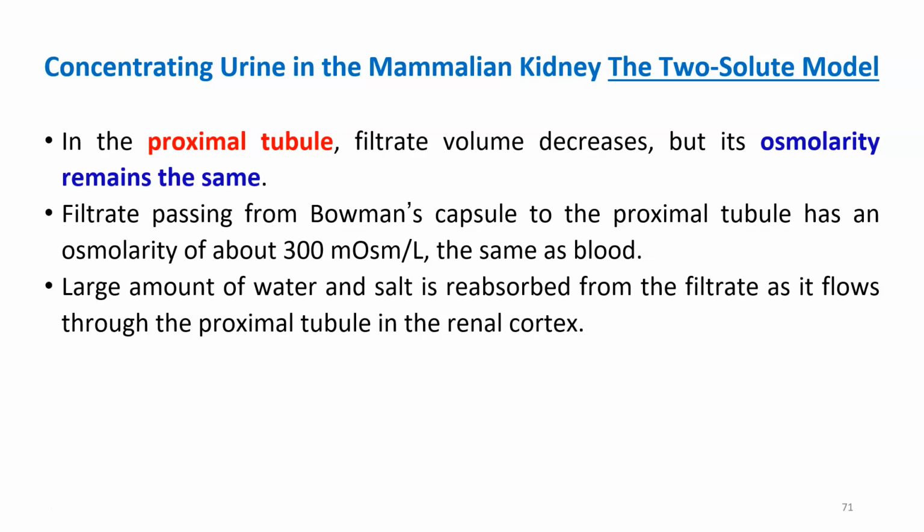So, concentrating urine in the mammalian kidney using the two solute model. When you see this model, it says two solute, it means that it involves sodium chloride and also urea. Alright. So it says here in the proximal tubule, filtrate volume decreases but its osmolarity remains the same.